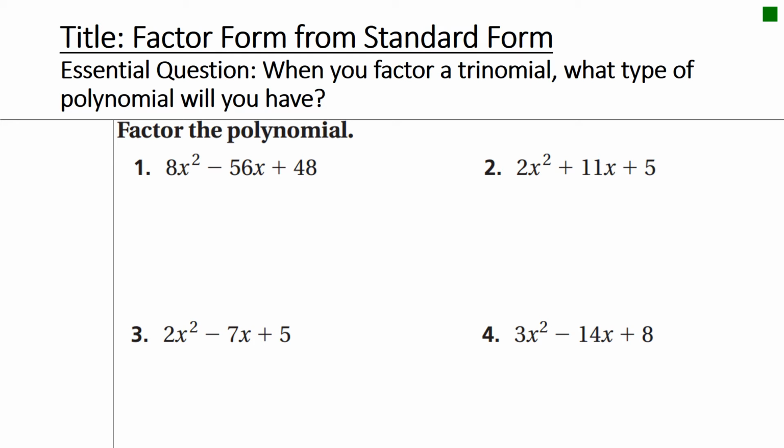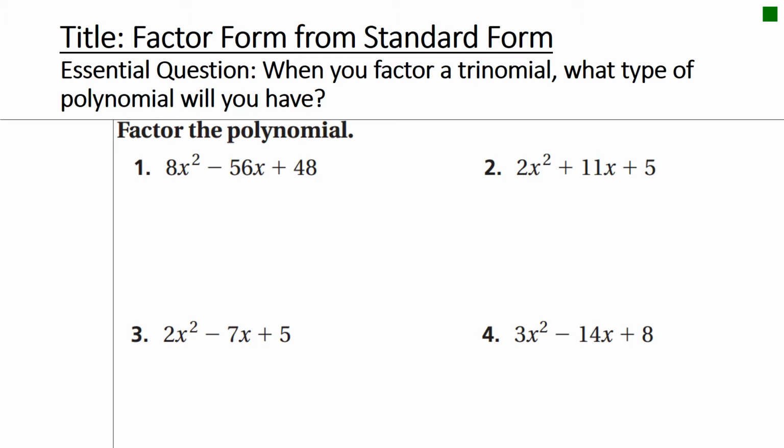All right, title this Factored Form from Standard Form. Your essential question is, when you factor a trinomial, what type of polynomial will you have? Remember, you're not naming the polynomial Bob. There's a mathematical name for it, and you're trying to tell me what that is.